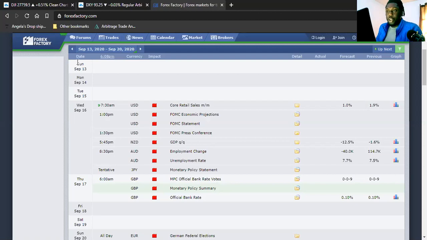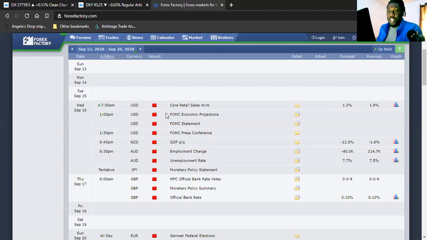And so, you know how it goes when I first start. I go over the news events that are going to be happening that could potentially move the markets a lot, bringing a lot of volatility into the market. So Sunday, Monday, Tuesday, we don't have any type of high impact news for these pairs.